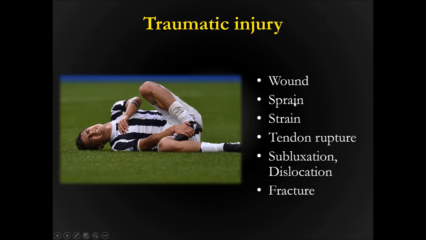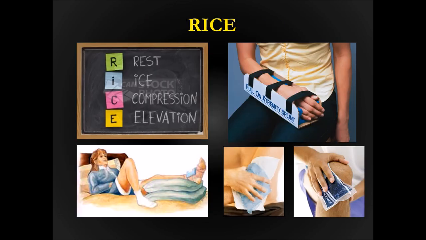So when you have injury, you have a wound. Sometimes you cannot see the wound. It's an injury inside, like a sprain of the ligament. We use sprain for ligament. We use strain for muscles. Okay? Tendon rupture, subluxation, dislocation, or fracture.